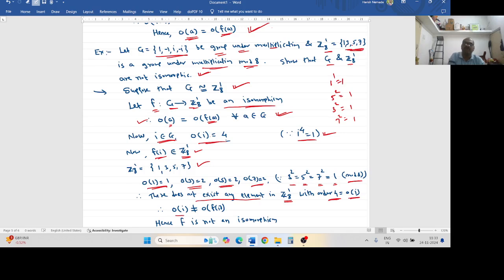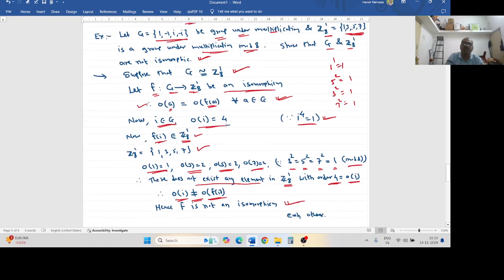त्याच्यामुळे order of i ची 4 आहे आणि order of f of i काय एक तर 1 असेल किंवा 2 असेल. त्याच्यामुळे order of i not equal to order of f of i. त्याच्यामुळे इथे f is not an isomorphism by above theorem. So here f is not isomorphism. That is, there is no isomorphism between G and Z dash.